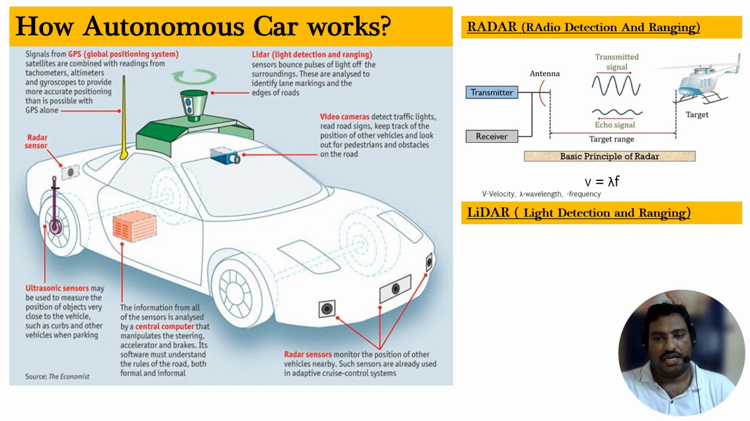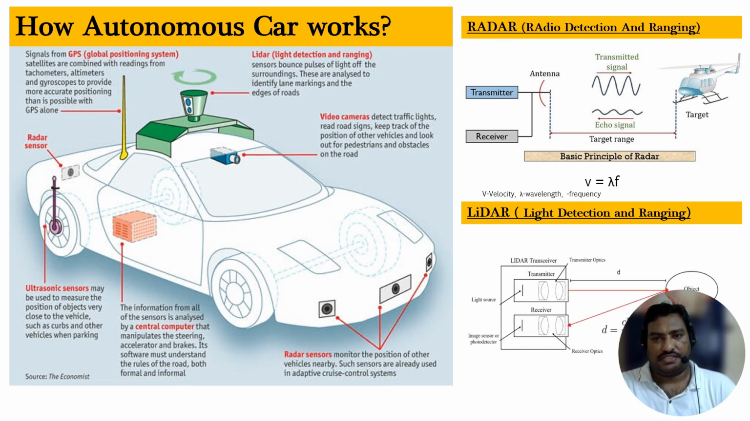Then LiDAR. LiDAR is nothing but light detection and ranging. LiDAR also works on the same principle as radar. The major difference is that instead of radio signals, LiDAR sends a laser. So LiDAR also plays a major role like radar in an autonomous vehicle. LiDAR is used to find the traffic and surroundings, and also to find road markings, lane markings, and road edges. So this is how the different sensors in an autonomous car work.